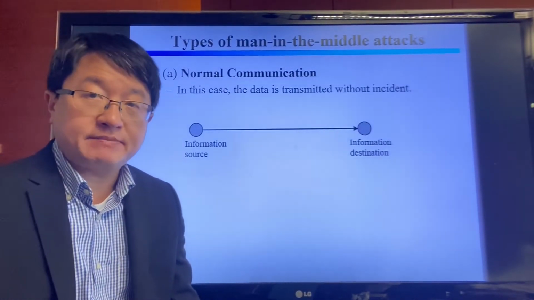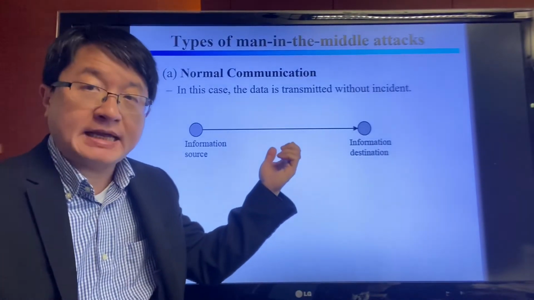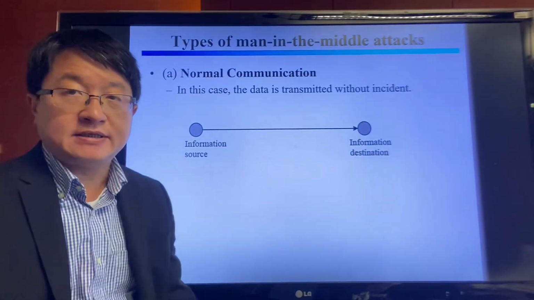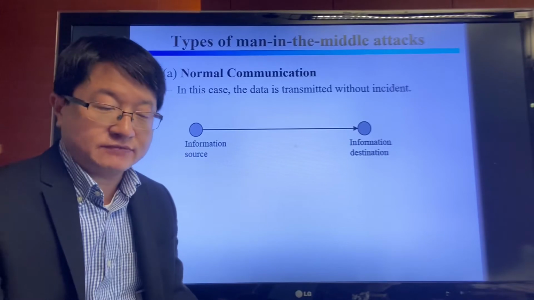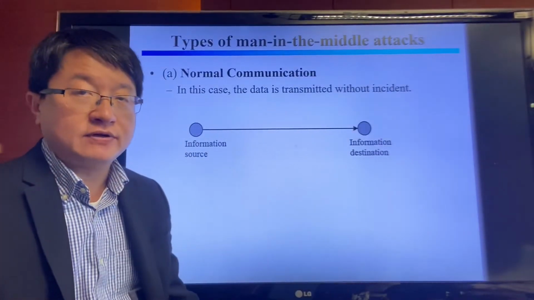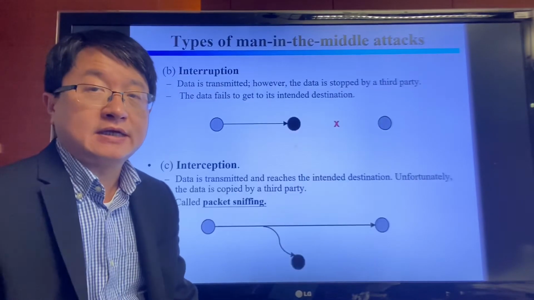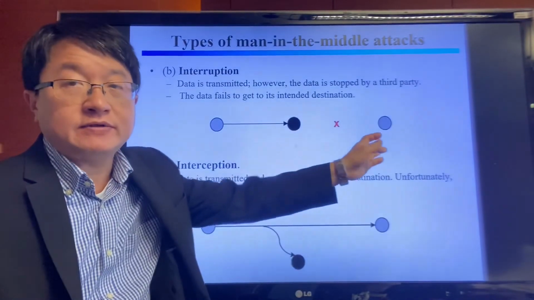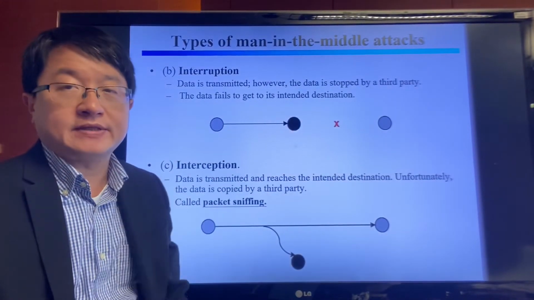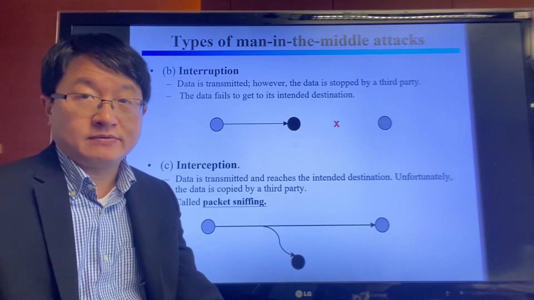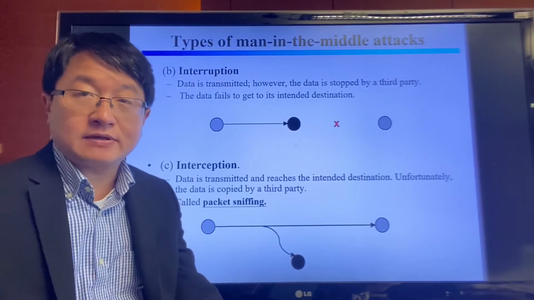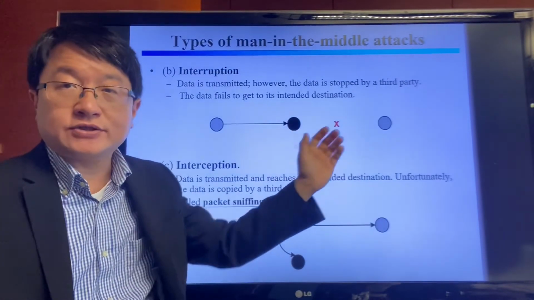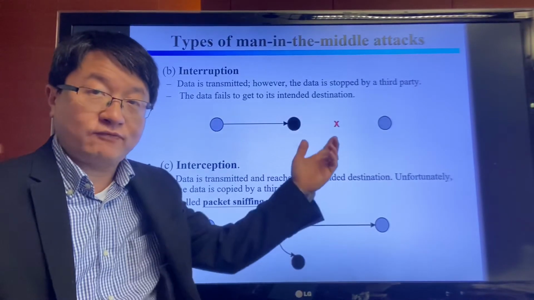The man-in-the-middle attack means someone, or we call them hackers, will stand in the middle between the sender and the recipient and then attack their data transfer. So this is a normal data transfer from the source to the destination. One type of attack is to interrupt the data transfer so that the recipient will never receive the signal sent from the sender. For example, it could be an illegal business activity that stops a competitor from sending the quotation or tender to the client so that they can win the deal.